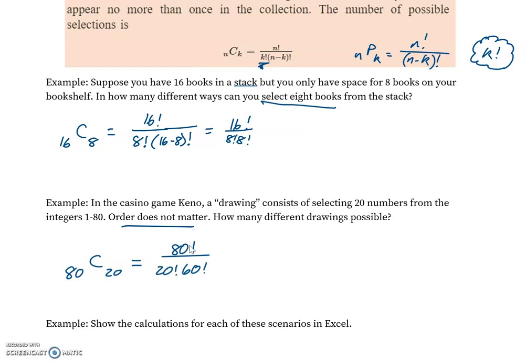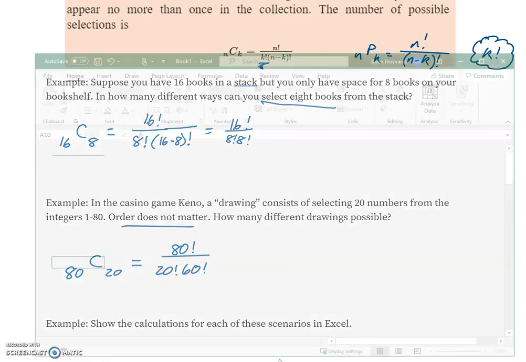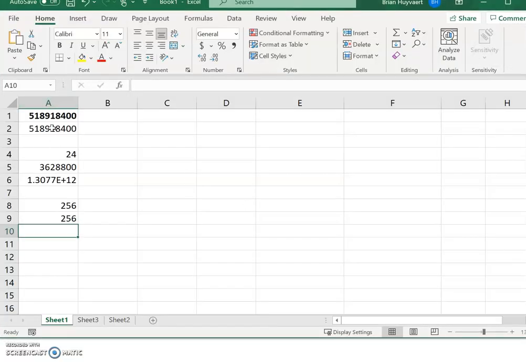So that's the idea there, but we're going to look at this in Excel. So I'm going to pull up the same sheet I was using before. Remember we had looked at permutations, that was just equals PERMUT, I suppose.